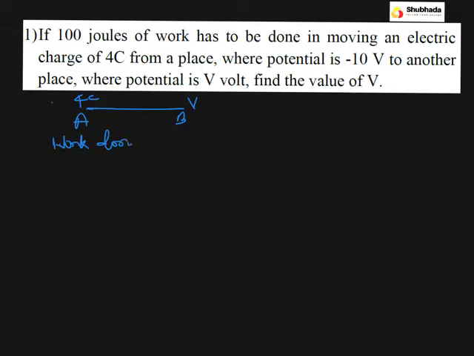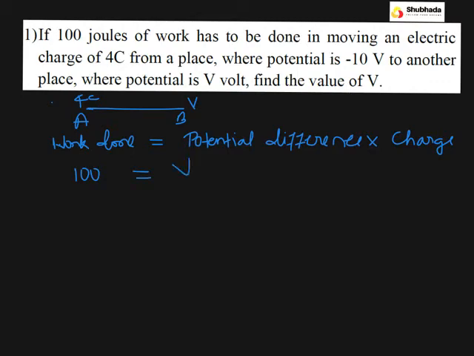As we know, the work done is equal to potential difference into charge. That's what we discussed. So they have given work done as 100 joules. That must be equal to potential difference, that is V at point B minus V at point A, into charge modulus. Charge modulus is 4 coulomb.